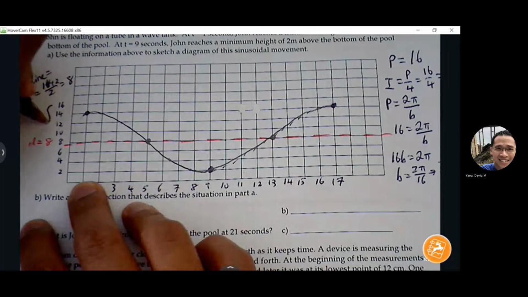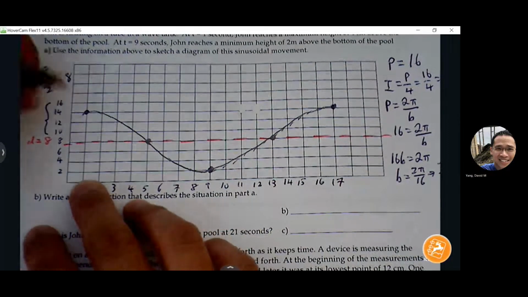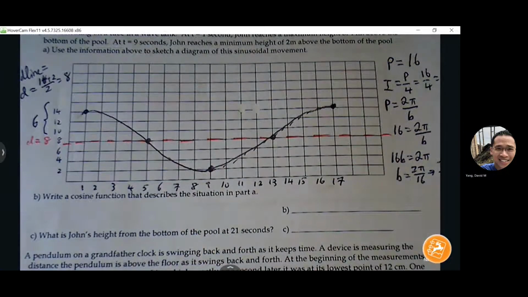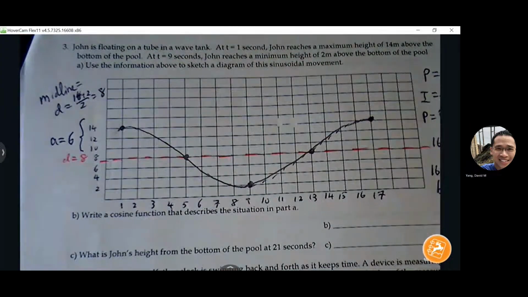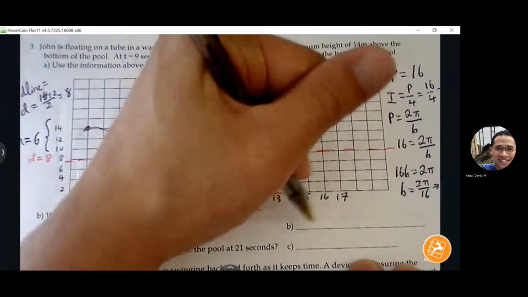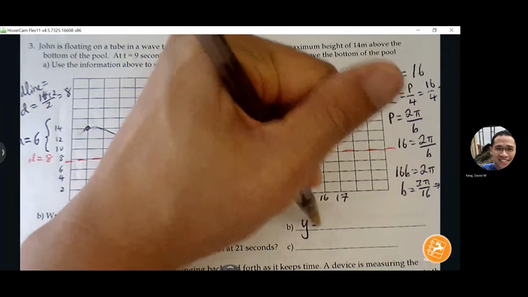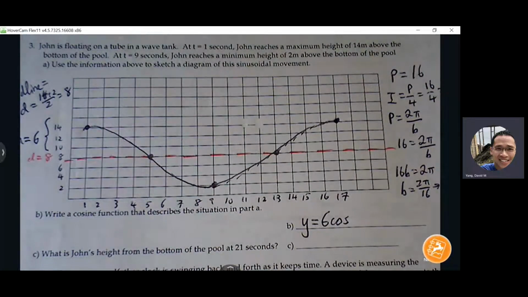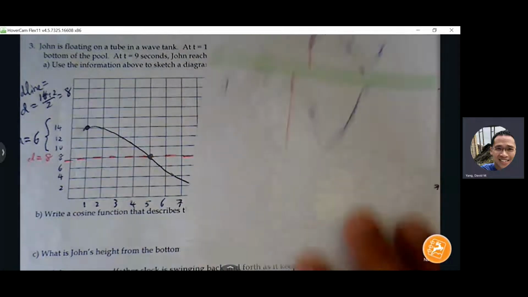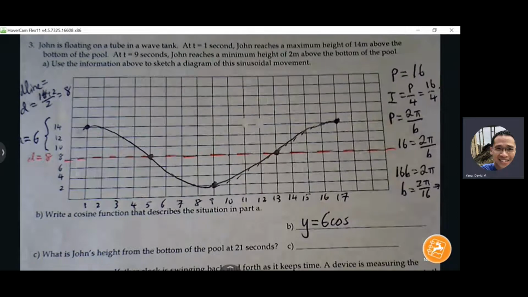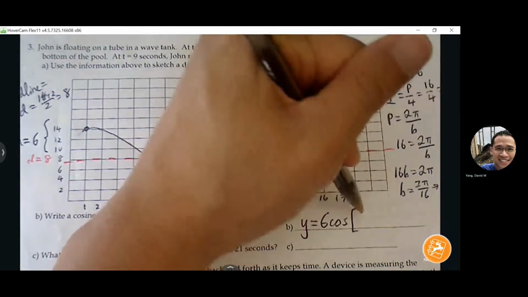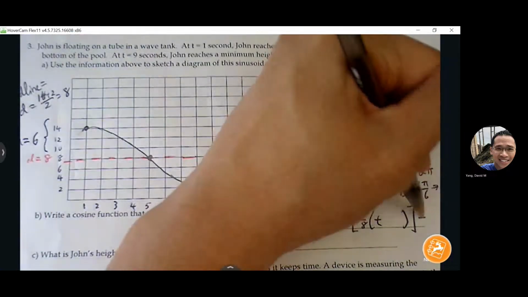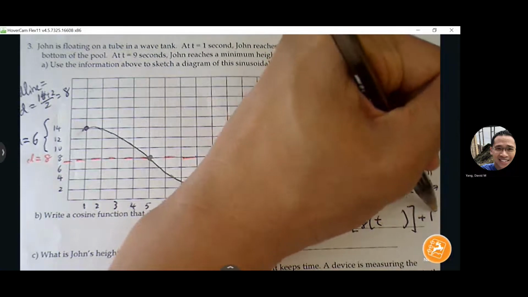What's the A value? Now this looks like a pretty regular cosine graph, right? There's no reflection. It's just been moved. So it starts at the peak, right? 6 cosine. That's 8.